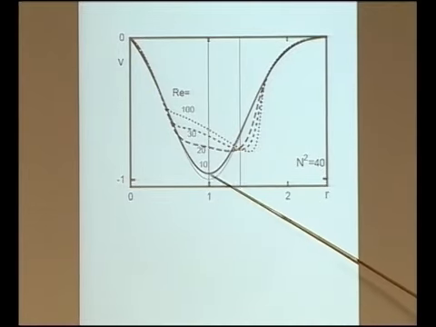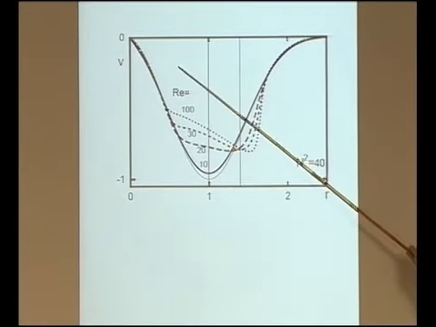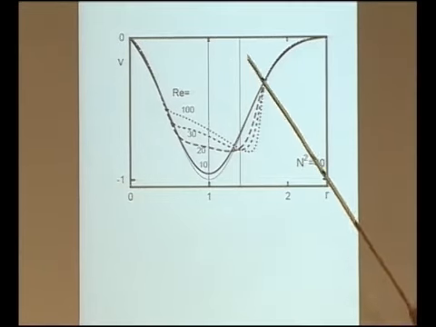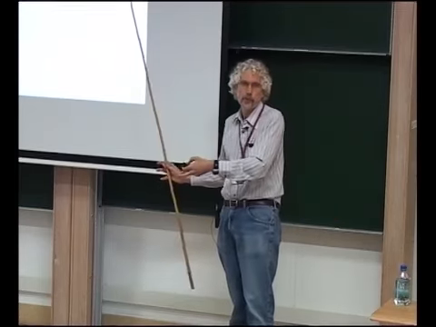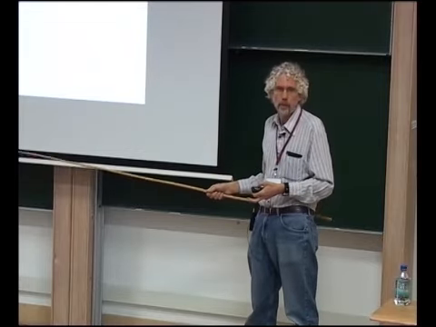It's also interesting to look at what happens with a fixed N squared. This is a very high N squared now. It's very stratified. But what happens as the Reynolds number becomes higher and higher and higher? As the Reynolds number gets higher, you go closer and closer, perhaps, to the solid body rotation case.